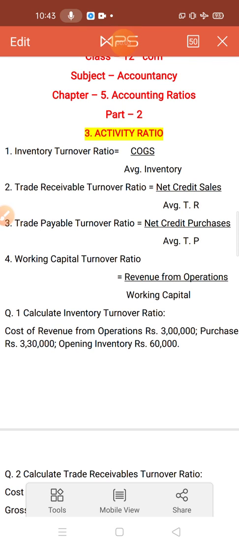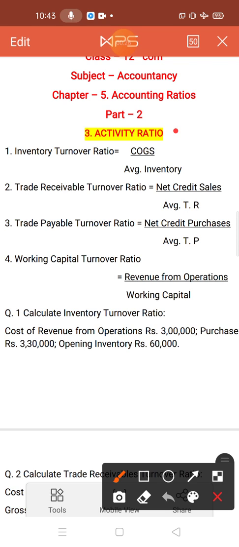Children, in the previous part we have already discussed two ratios: the first one is solvency ratio and the second one is liquidity ratio. Today we will cover two more ratios, that is activity ratio and profitability ratio. So first one, activity ratio.